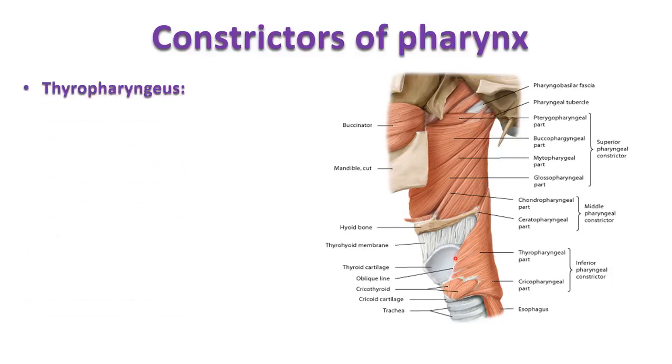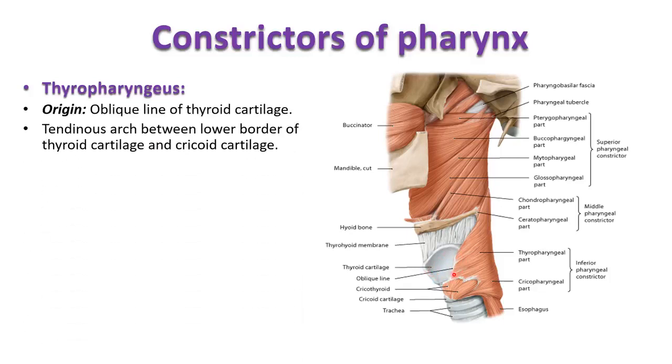The thyropharyngeus arises from the oblique line of the thyroid cartilage. This is one lamina of the thyroid cartilage. It mainly arises from the oblique line, and then also from the tendinous arch that you can see extending between the thyroid and the cricoid cartilage. This tendinous arch passes over the cricothyroid muscle, which is a muscle of the larynx. From this the fibers arise and they are inserted into the midline raphe.